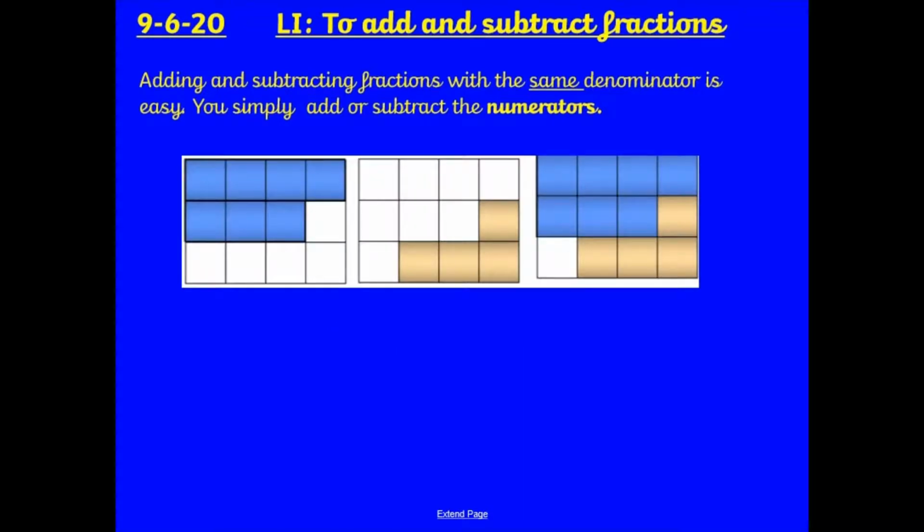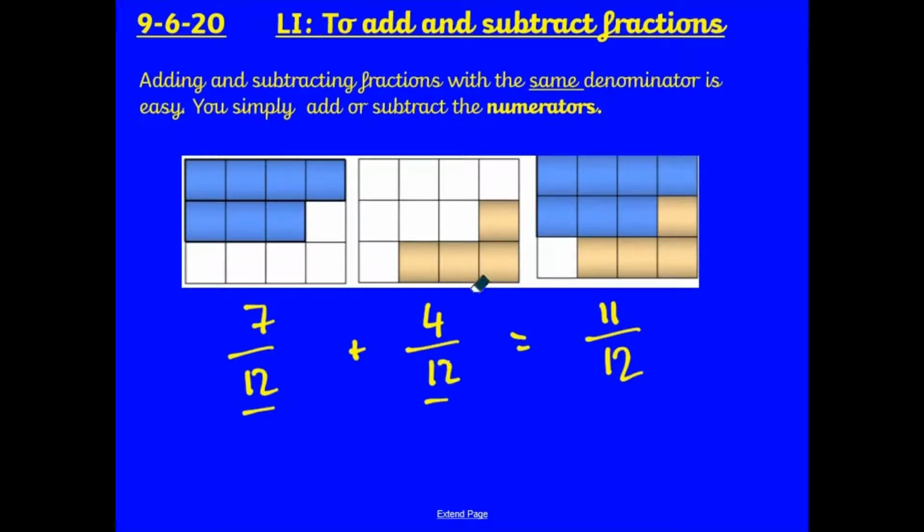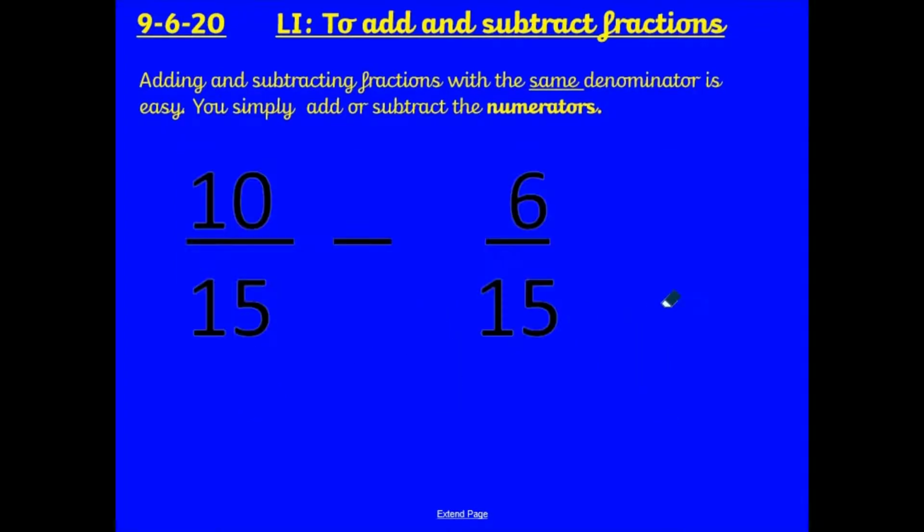Again, I have 7 of my 12 pieces plus 4 of the 12 pieces, which is equal to 11 over 12, 11/12. Now, a mistake some people will make is that they will add the denominators. But think about it logically here. If you've got 7 out of 12 pieces plus 4 out of 12 pieces, I'm still going to have pieces out of 12, but I'm just adding my 7 and my 4. So it would be 11/12. Okay? And it's the same with subtraction.